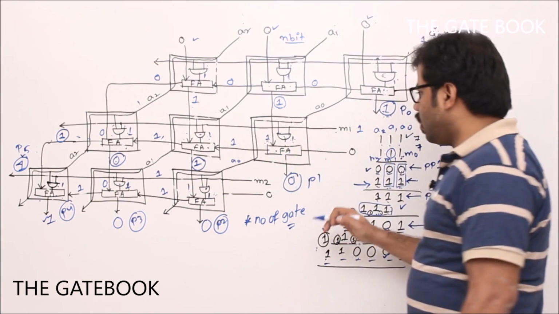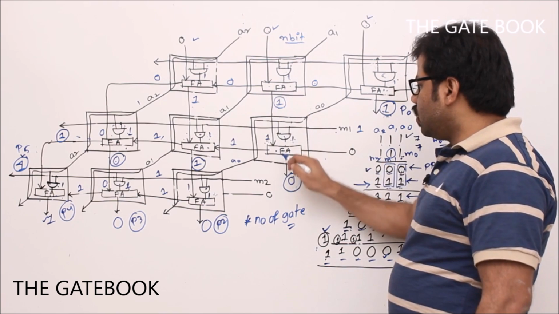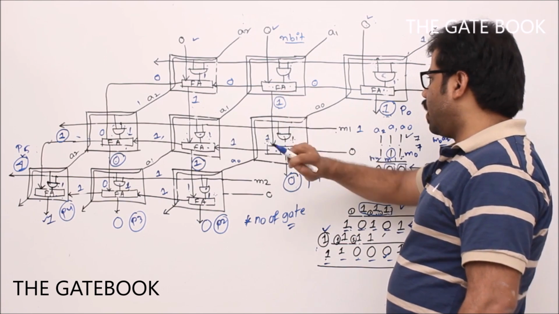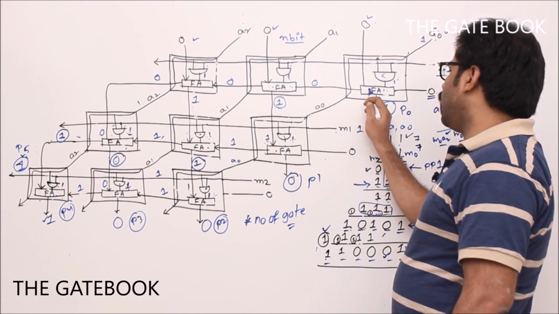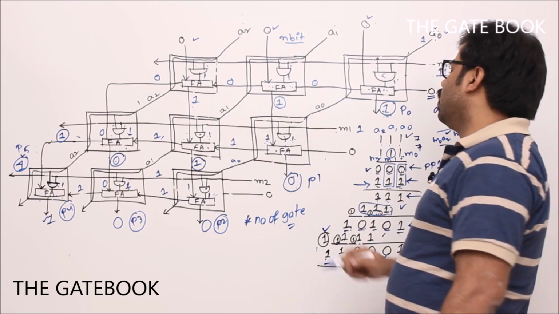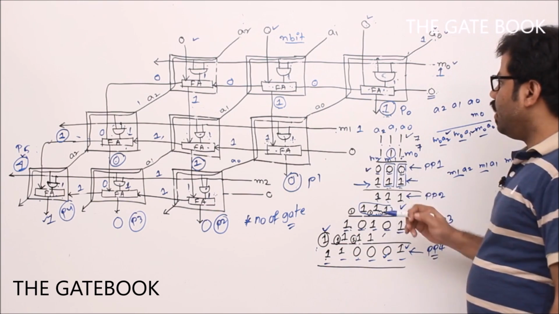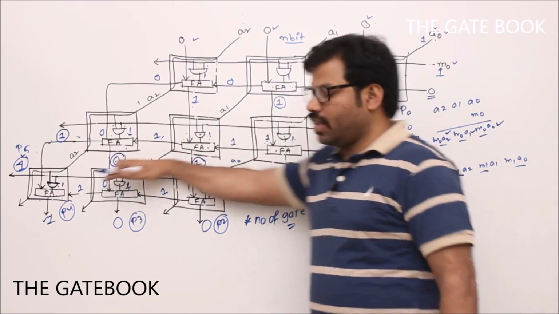This sum, right? This full adder's one of the inputs is connected to this full adder. So this full adder is depending on this full adder because the carry is coming from here. So finally I can say that the delay depends on the maximum path length, correct?